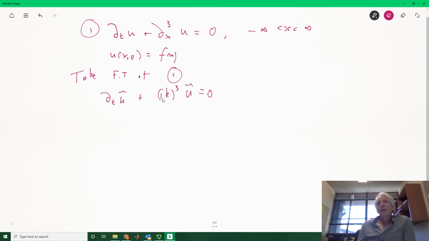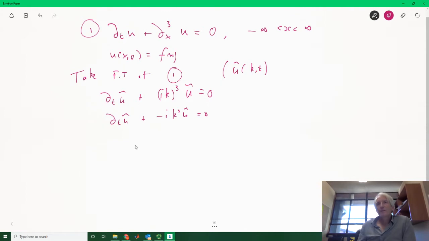And now i cubed is minus i, so we've got the time derivative of u hat, and we've removed the derivative. u hat is a function of, we replace the x variable, it's a function of k and t. So it's a function of k now instead of x. Okay, so it's u hat_t minus i k cubed u hat equals 0.